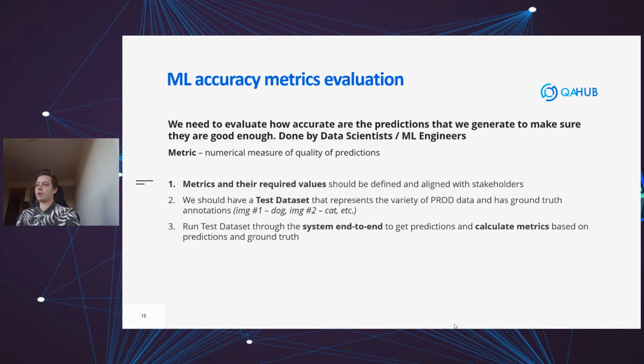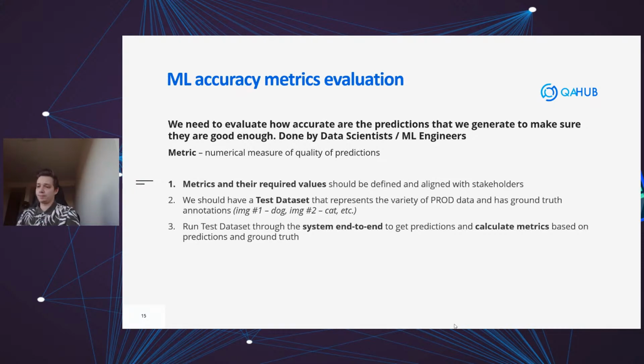Firstly, metrics and their required values should be defined and aligned with stakeholders and fixed in requirements as any other requirement. Secondly, we should have a representative test data set that has ground truth annotations. It means that it should have machine readable, or in the manual case human readable, annotations, for example, if we have a classification task, that image number one in our data set is dog, image number two is cat, and so on.